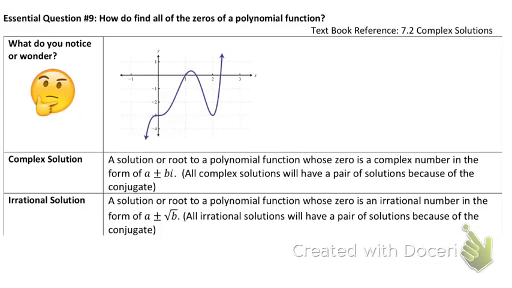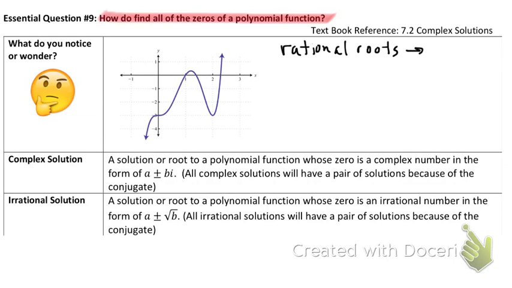All right, ladies and gentlemen, we're going to find all the zeros of a polynomial function. So when we did rational root theorem last time, we found the rational roots. Okay, so I need you to understand the difference. Rational roots are numbers we can comprehend.